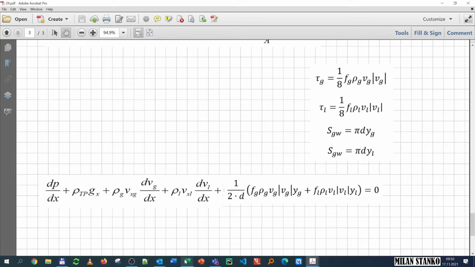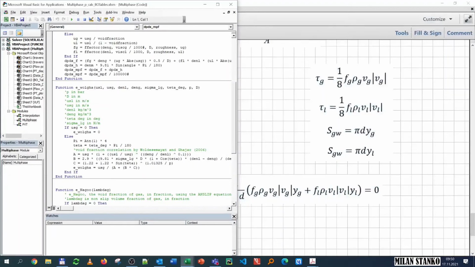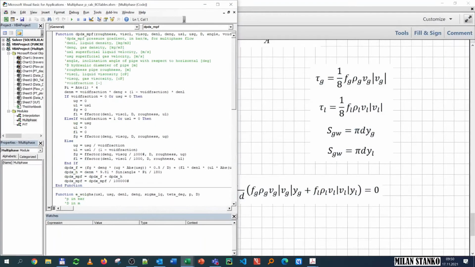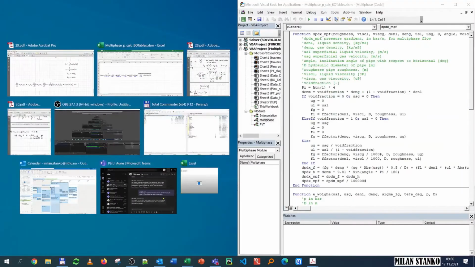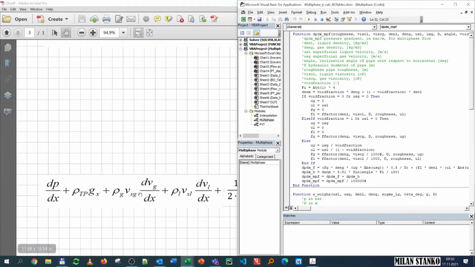Okay, so if you go to our Excel sheet again, and we see here the dpdx multiphase flow, I call it, and there you have that equation, where you have two parts, the frictional part, which is this guy, and you have the hydrostatic, which is this guy here, and there you have some checks that are used for, because if you are a single phase gas, then you don't need the liquid, or if you're single phase liquid, you don't need the gas.